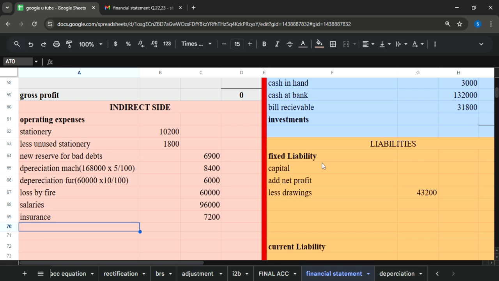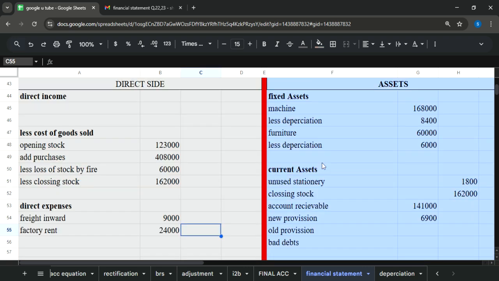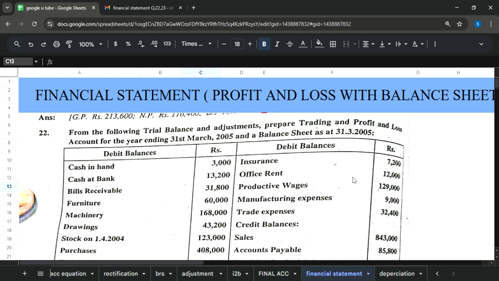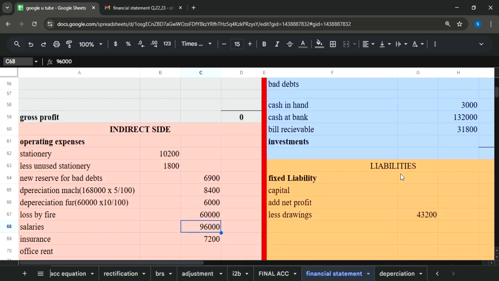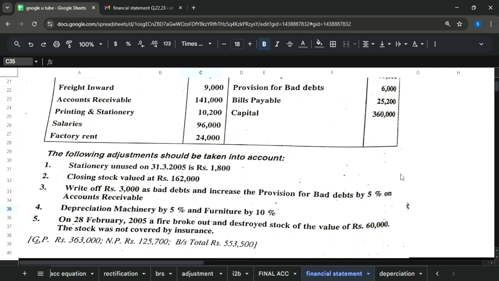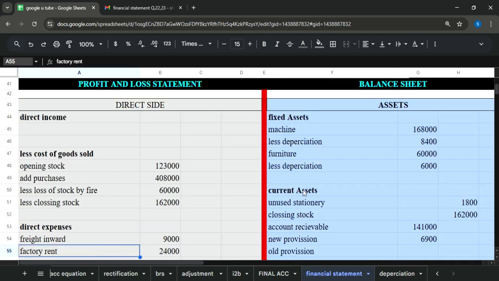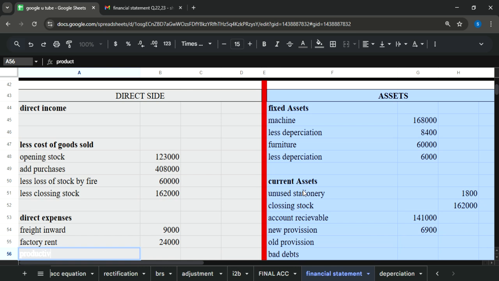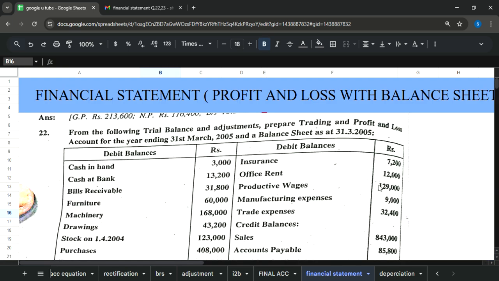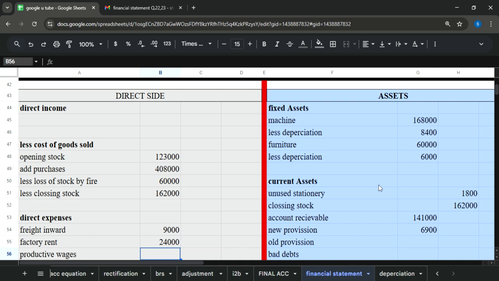After insurance we do have office rent, again operating expenses, office rent, amount of which is 12,000. Mention amount in front of office rent. After office rent we have productive wages, again direct expense. So you will write productive wages on the direct expense side, amount of which is 129,000. Write down in front of it.